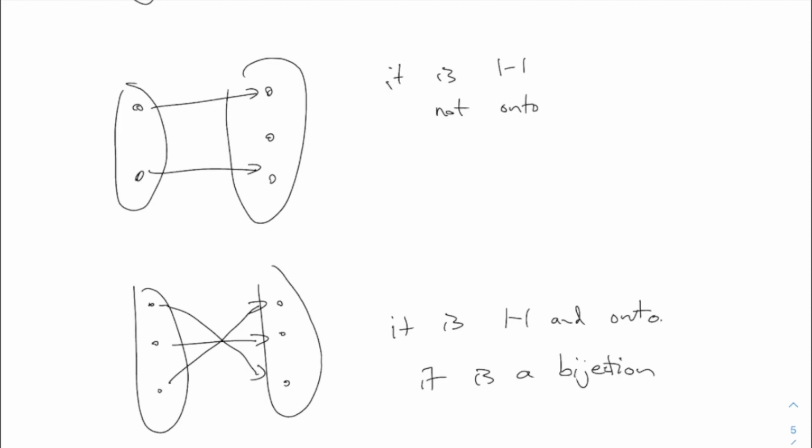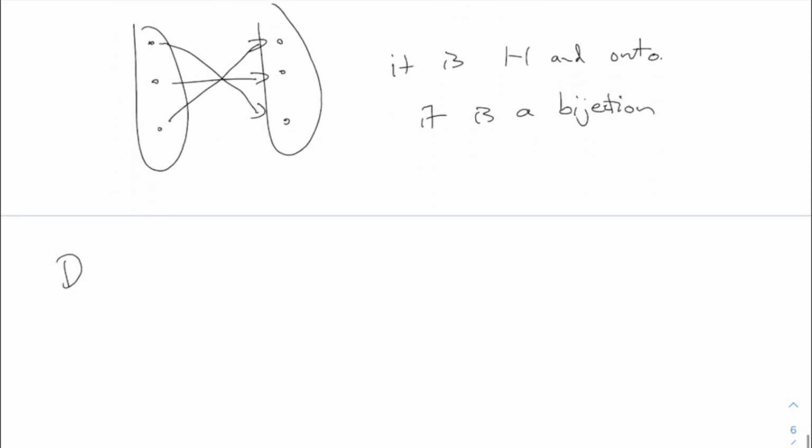Bijection. All right. This is how we're going to measure the different sizes of infinite sets. So I'm going to write this as a formal definition, although it's more or less what I've already said.